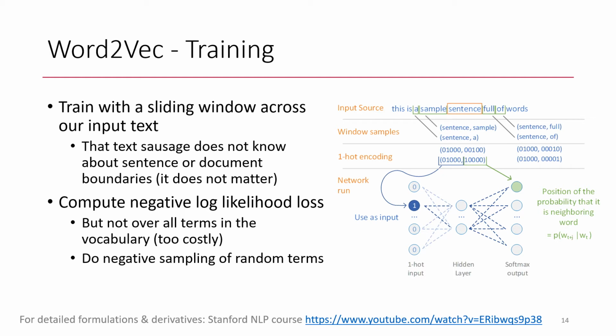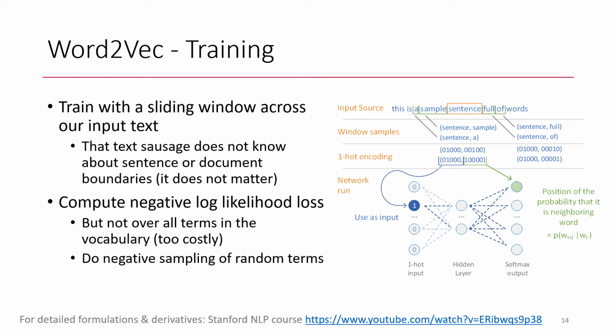Just to give an overview of how the training in word2vec works, we take the full text in one big batch of text. So we don't care about sentence boundaries, we don't care about document boundaries, we just concatenate all our full text together, and then we move over that text with a sliding window of context words and words to predict.